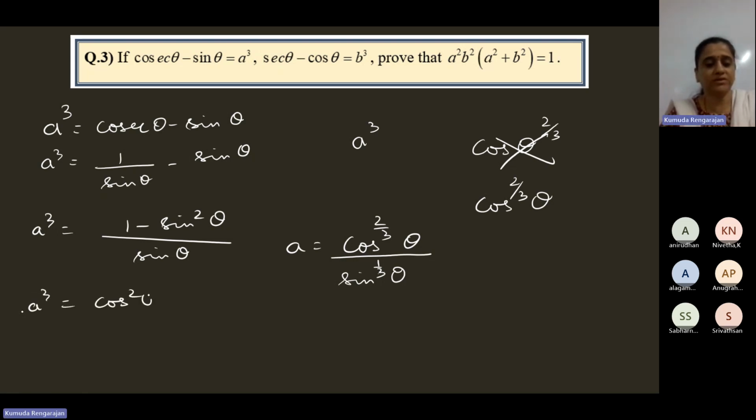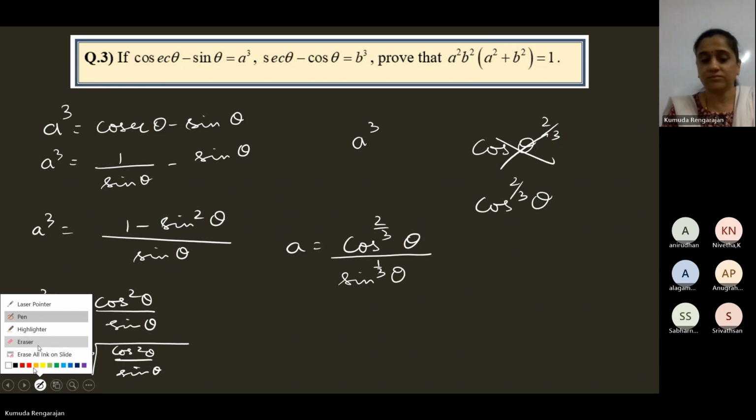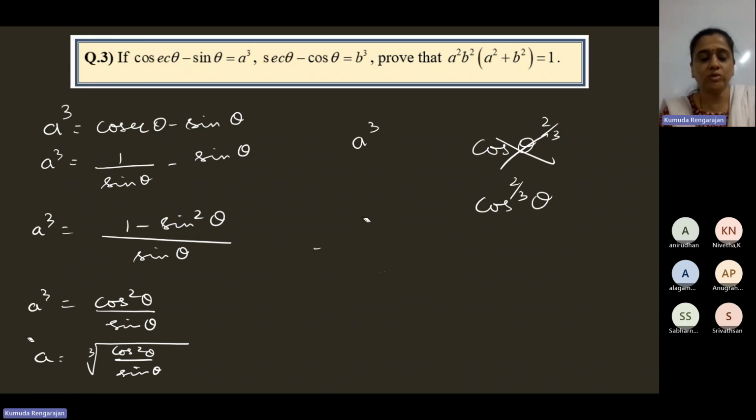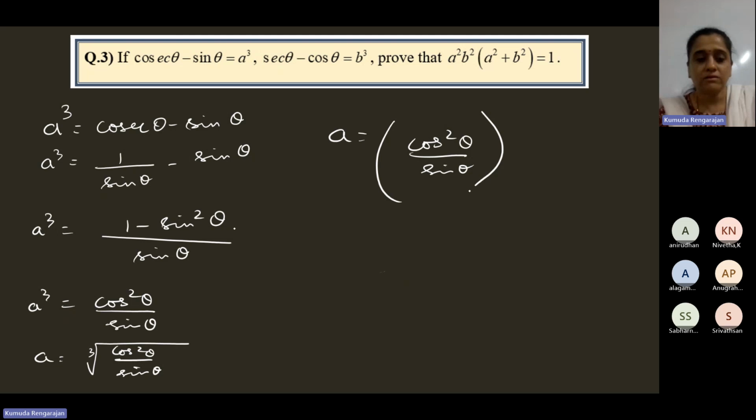A cubed is equal to cos square theta by sine theta. So A is equal to the cube root of cos square theta by sine theta, correct? So cube root is the radical sign. The equivalent exponential sign is to the power 1 by 3, correct? This is called the radical sign, cube root. So that converts to, in the exponential form, cos square theta by sine theta. This is the radical form. So in the exponential form, this cube root is written as to the power 1 by 3. Same thing. So 2 into 1 by 3 is 2 by 3, and here you'll get 1 by 3. So you can understand both the ways. Either you raise both the sides to the power 1 by 3.